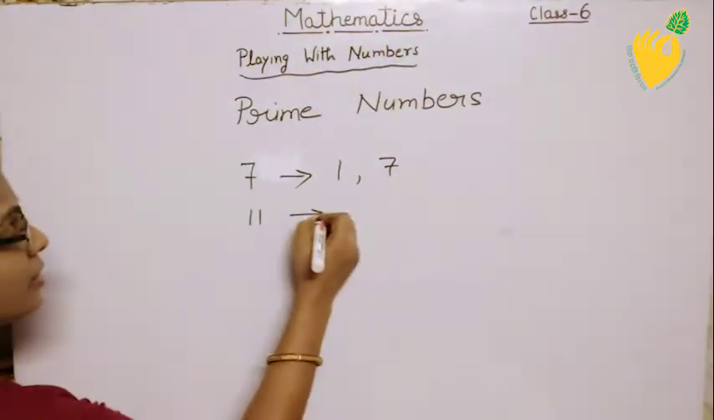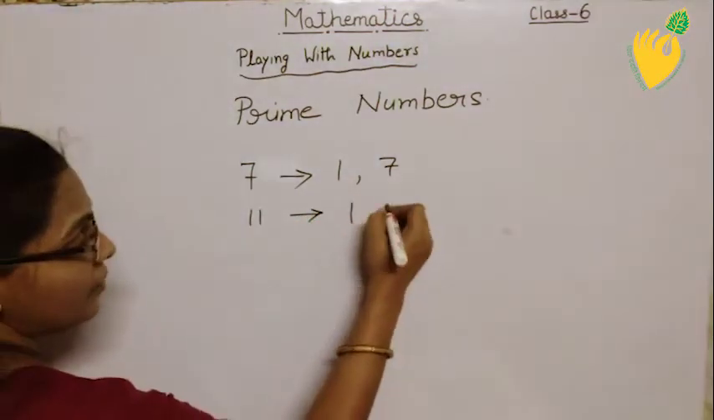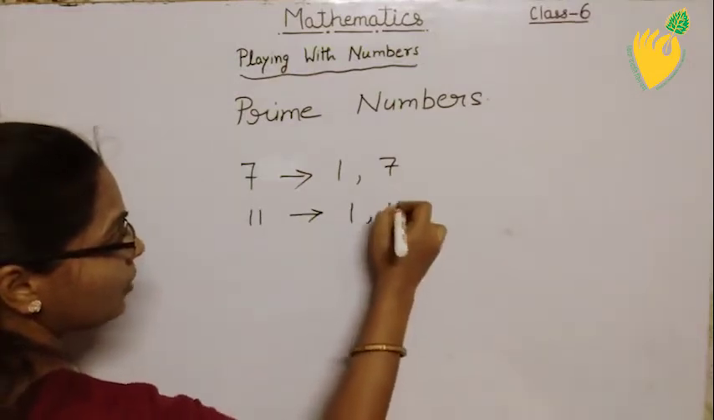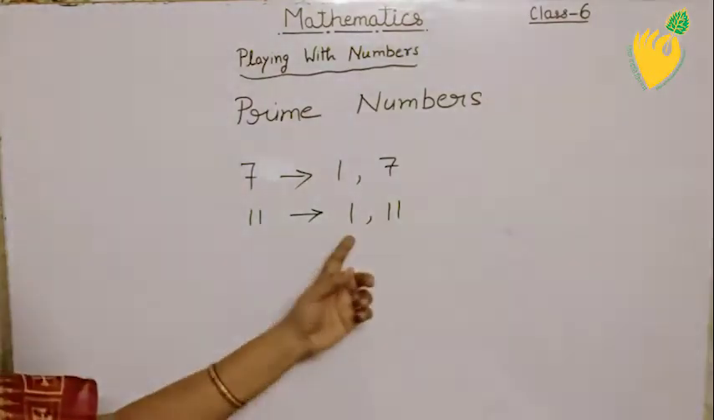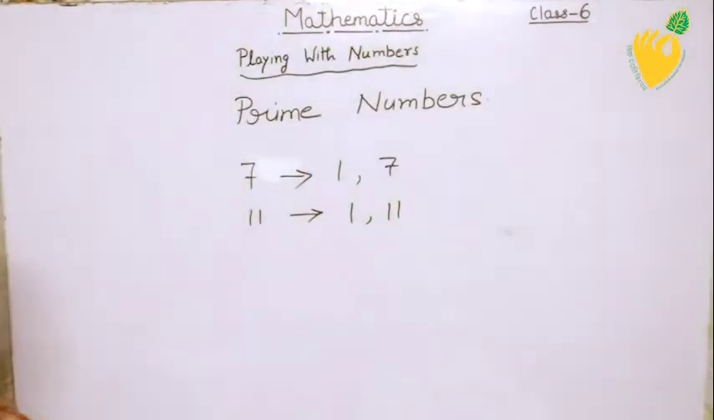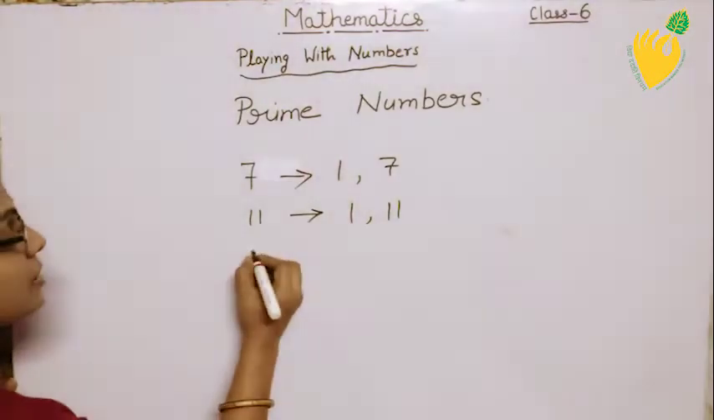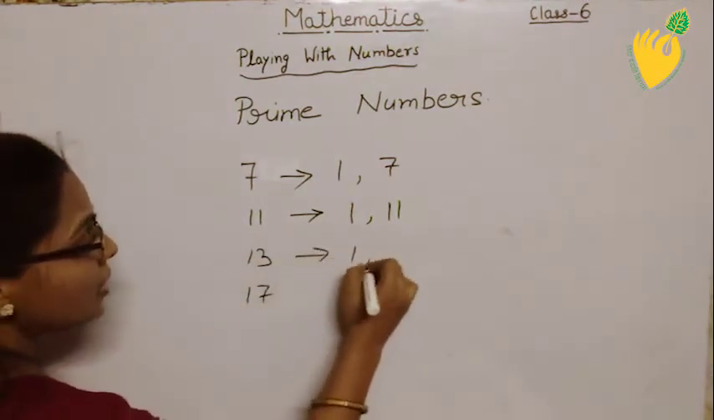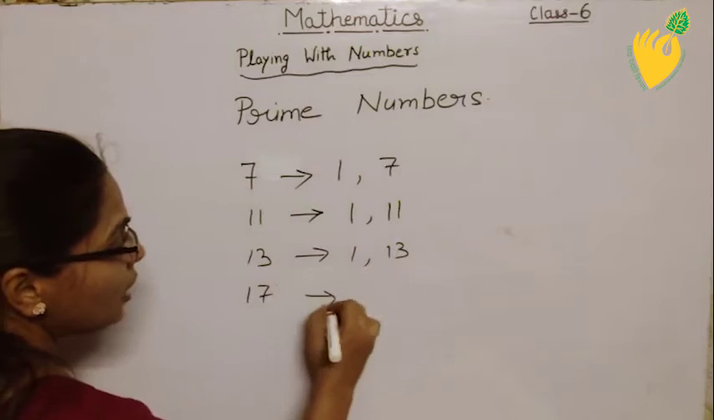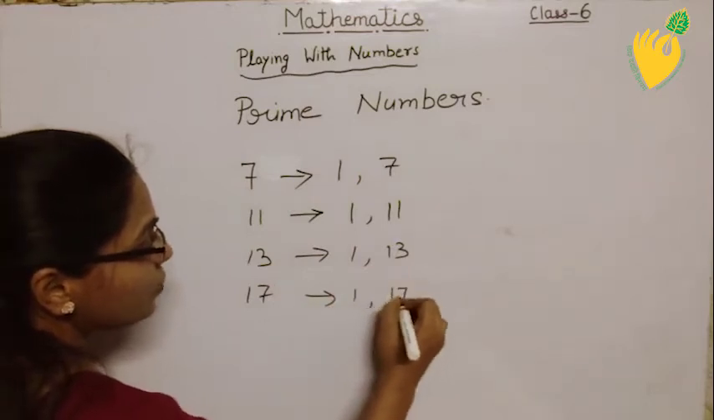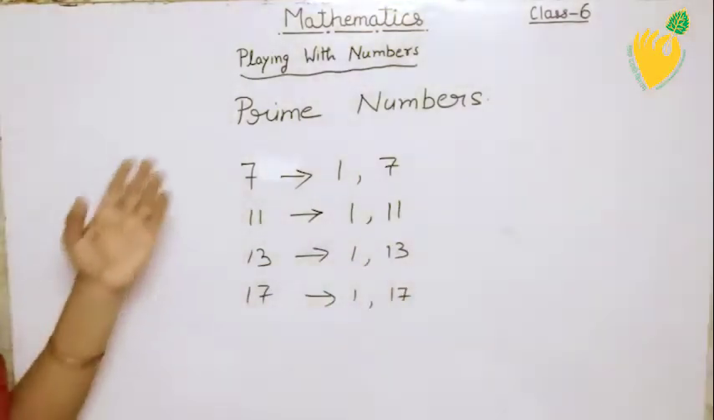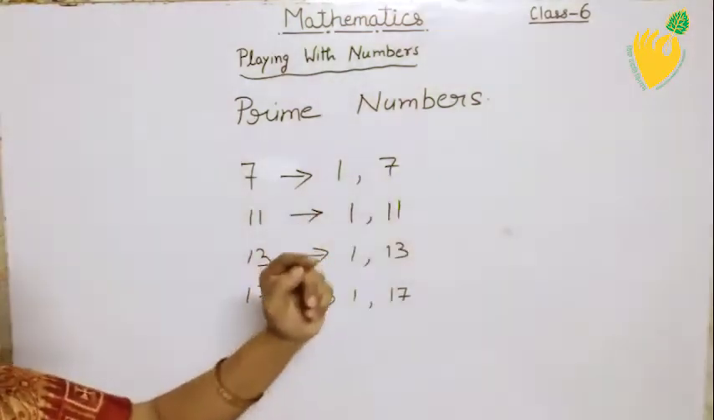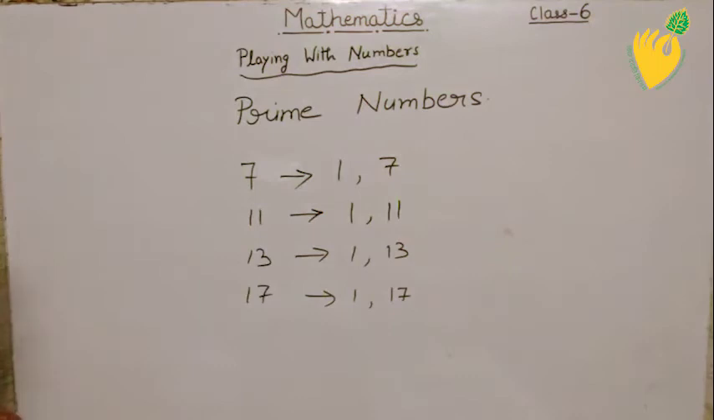Similarly, students, 11. Can we divide 11 by any number? No. It will be divisible exactly by 1 and the number itself, that is by 11. Similarly, 13, 17, all these numbers have only 2 factors, that is 1 and itself. So the numbers having 2 factors, that is 1 and itself, are known as prime numbers.